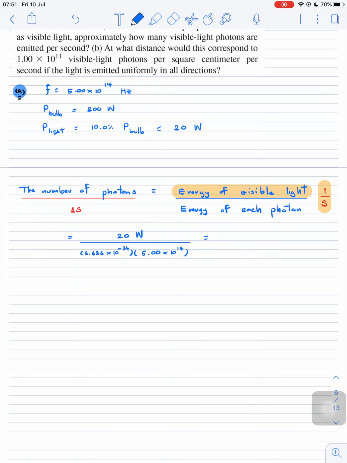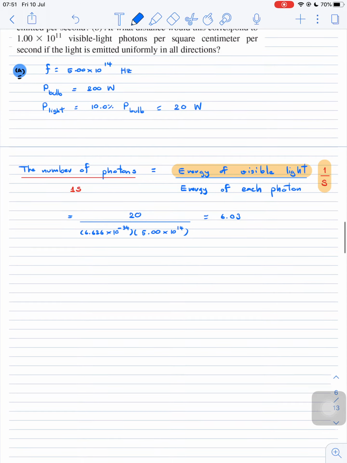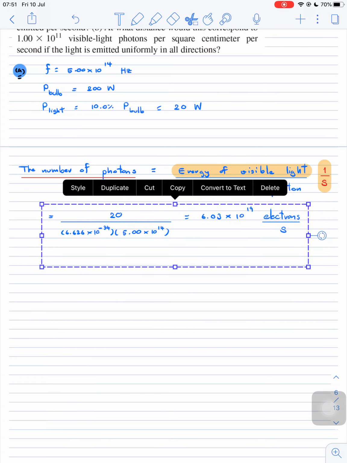Then we can get 6.03 times 10 to the 19 photons per second. Okay, so this is the answer.